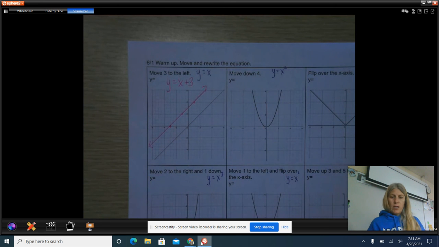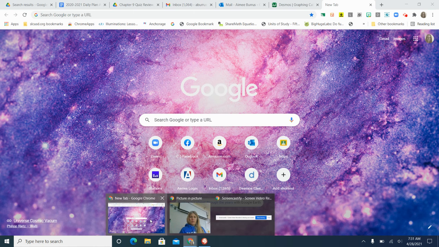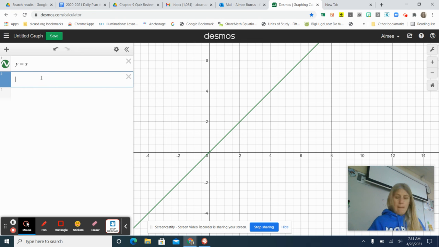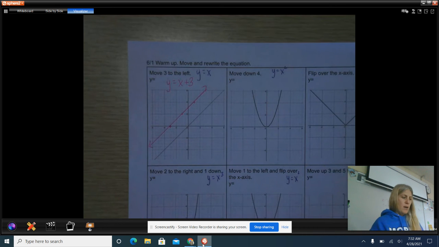Okay, and then we're going to go ahead and check that on our Desmos to make sure that we have that correct. So once again, our parent function is y = x. And then we're double checking our new transformation function, which is y = x + 3. And as you can see, we have created that correct function. Let's go ahead and move on to our next one.